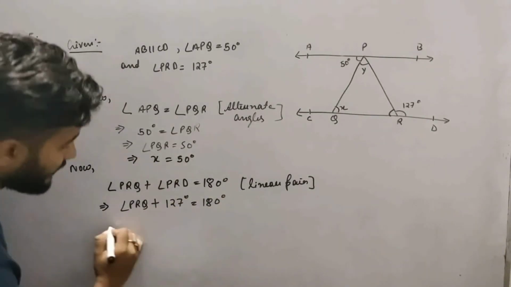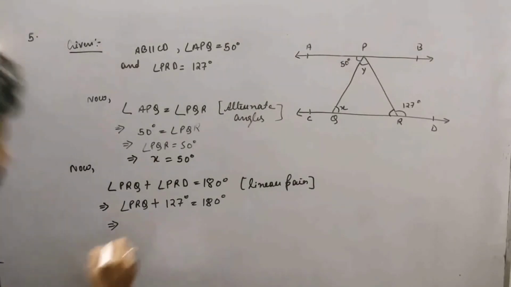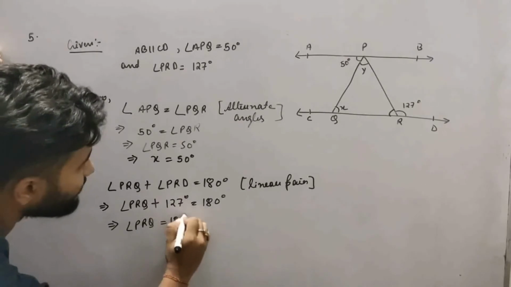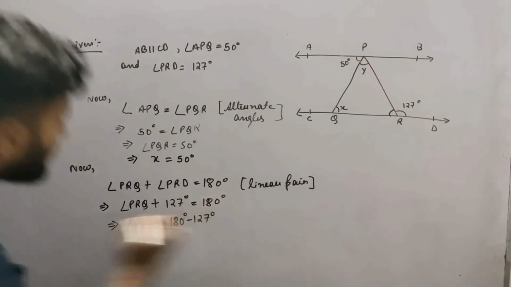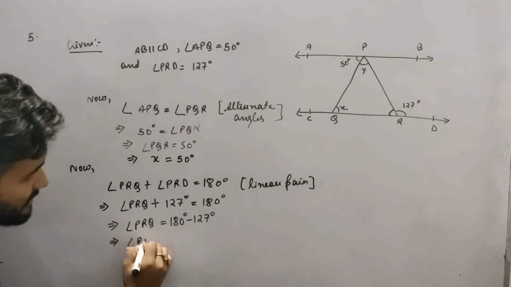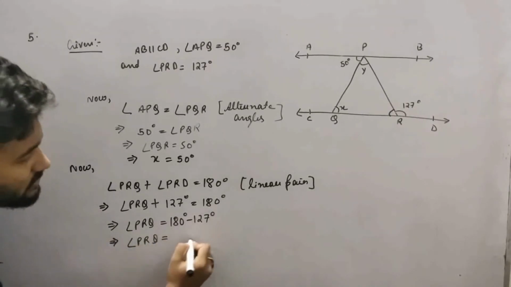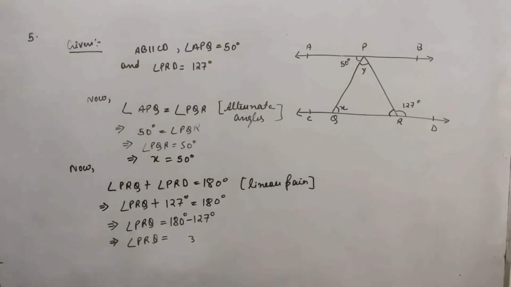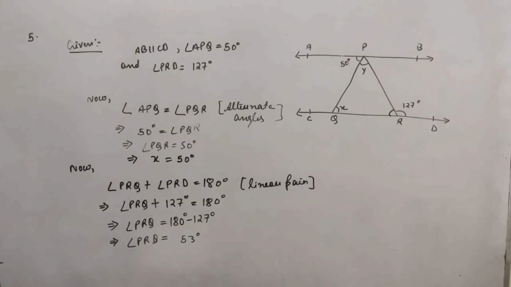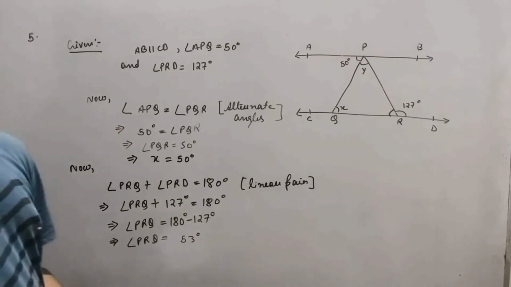127 degree. Take it to that side, which implies angle PRQ will be equal to 180 minus 127 degree. Okay, so angle PRQ will be how much? 53 degrees, isn't it? So what is the value of angle PRQ? 53 degree. Understood? So now what angles we have got?